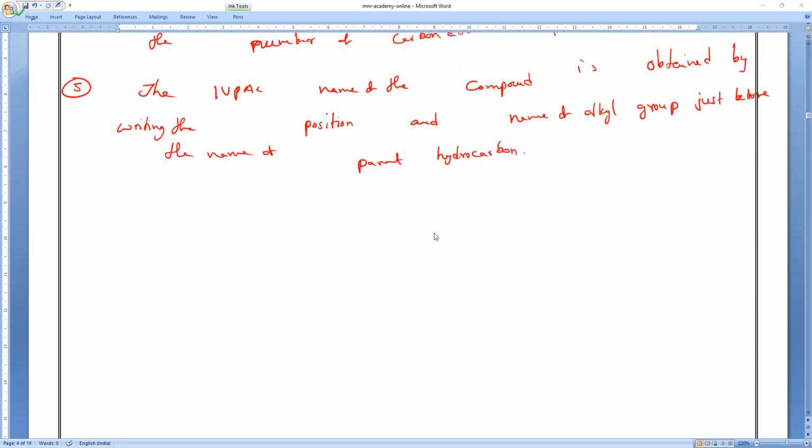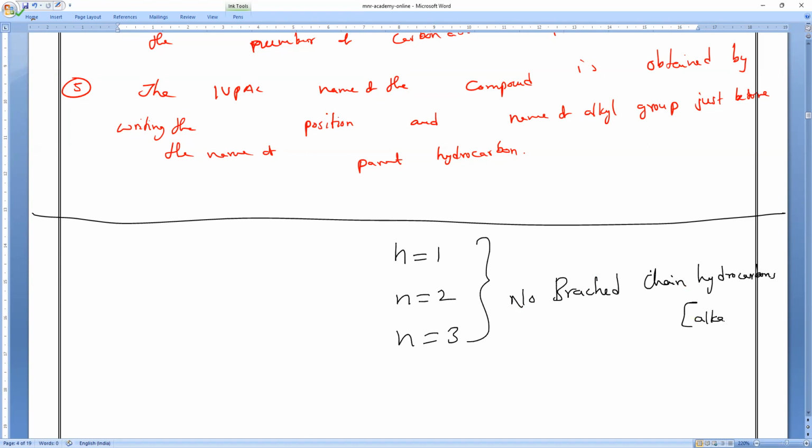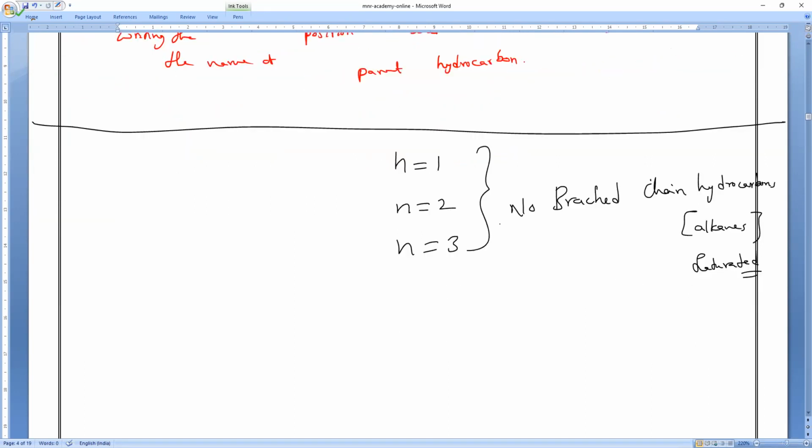Yes. The reason is, all of you note the most important thing: no branched chain hydrocarbons will form for n equals 1, n equals 2, n equals 3. No branched chain hydrocarbons. For what, everybody? What hydrocarbons are they? Alkanes, saturated hydrocarbons. For n equals 1, n equals 2, n equals 3, no branched chain hydrocarbons will form.